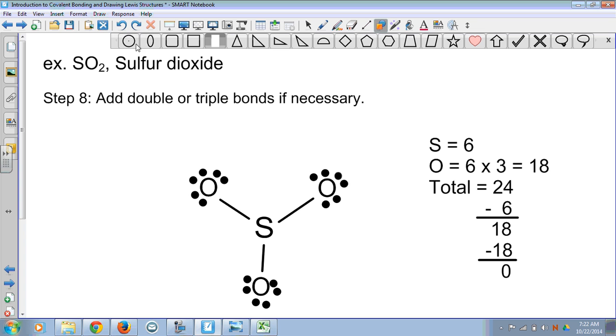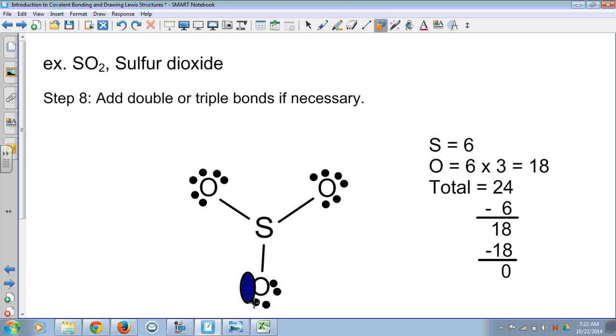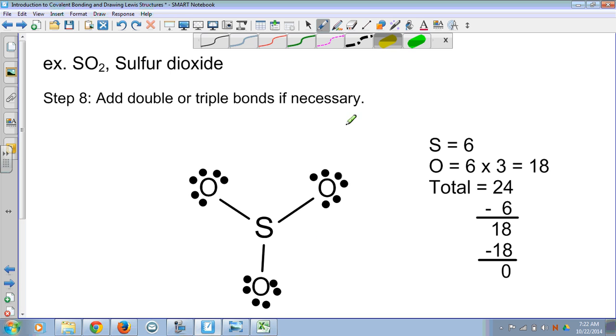let me grab a circle tool real quick. We're going to take one of these lone pairs. Let's do this one down here. Let me just highlight it. One of these lone pairs is going to actually come up and form a bond for a double bond. Remember, we call that type of bond when a lone pair joins a coordinate covalent bond.